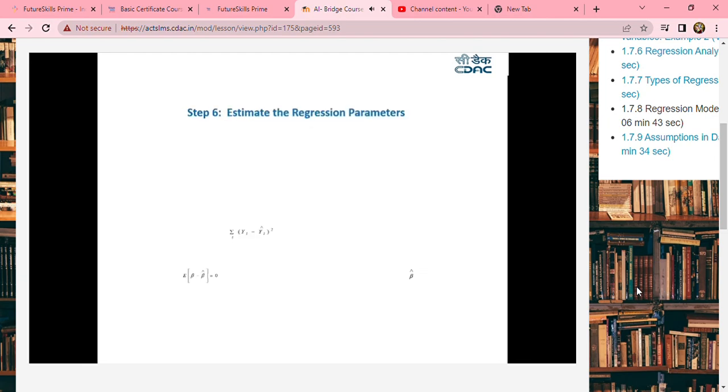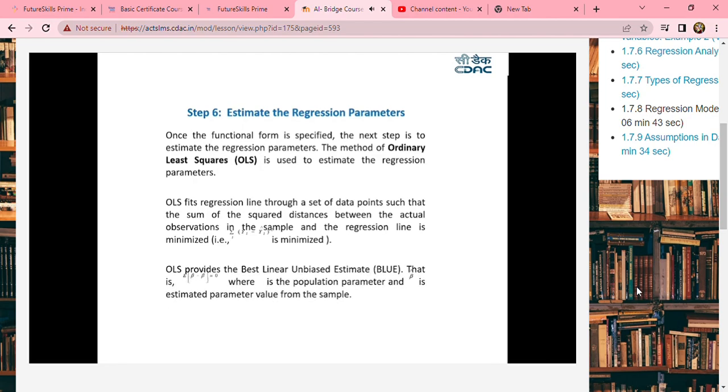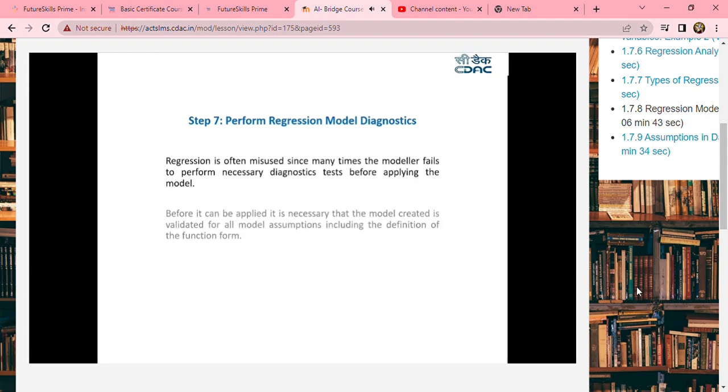Now coming to the next step, which is the estimation of regression parameters. You need to estimate the regression parameters in the simple linear regression model. We will be using a methodology called the ordinary least squares method to estimate the regression parameters. These regression parameters should fit the line to the data points. You will understand this process in more detail in the coming sessions. OLS provides the best linear unbiased estimate, that is, where the population parameter and the estimated parameter value from the model agree. Then perform regression model diagnostics.